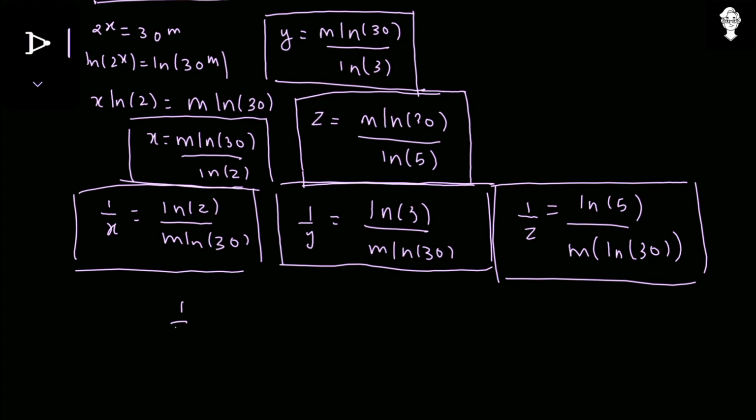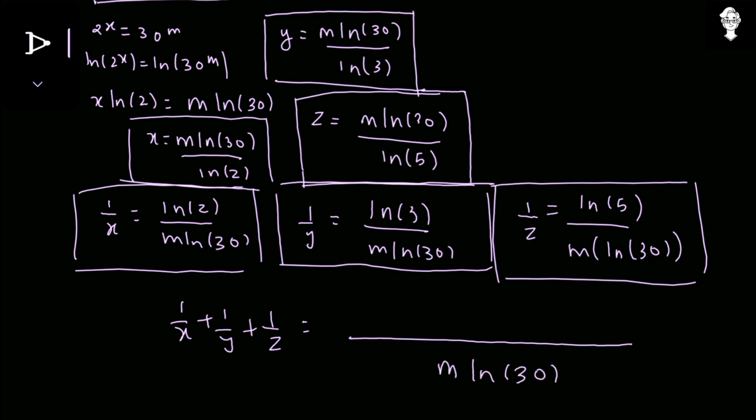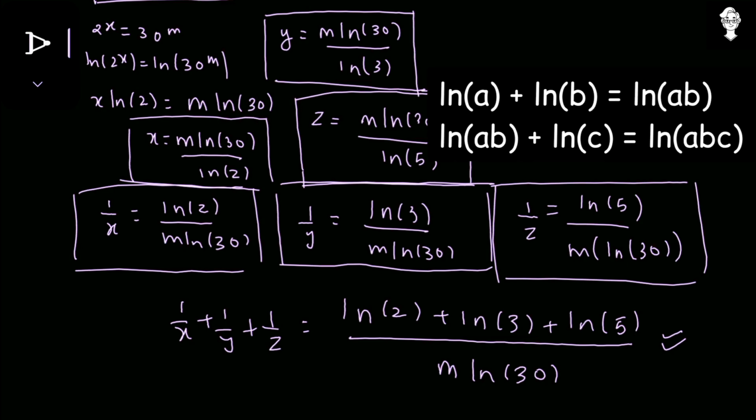So in the LHS we will have 1 upon x plus 1 upon y plus 1 upon z, and this would be equal to the sum of the RHS of these three equations. What we can observe is that the denominator of these three RHS is the same, that is m times the natural log of 30. So I can take a common denominator of m times the natural log of 30, and in the numerator I will have natural log of 2 added with natural log of 3, added with natural log of 5. Okay. So now we have this particular equation, and we will again use a logarithmic rule that natural log of a plus natural log of b is equal to natural log of a into b, and if I add natural log of c, it will turn out to be natural log of a into b into c.